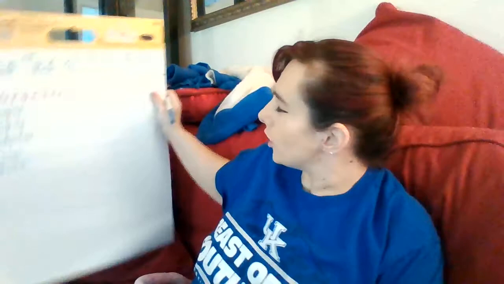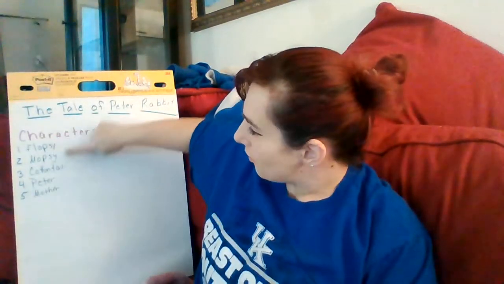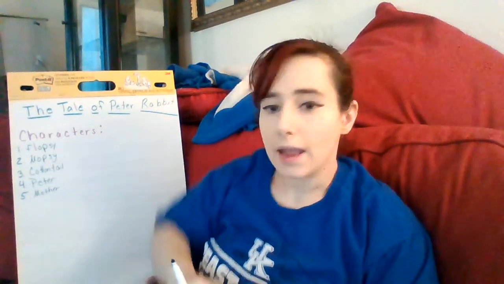I'm gonna move this closer to me. So the names of the four little bunnies were number one, Flopsy, number two, Mopsy, number three, Cottontail, number four, Peter. And then we learned one more character on that page. We also learned Mother. So far in our story, we have five characters: Flopsy, Mopsy, Cottontail, Peter, and Mother.